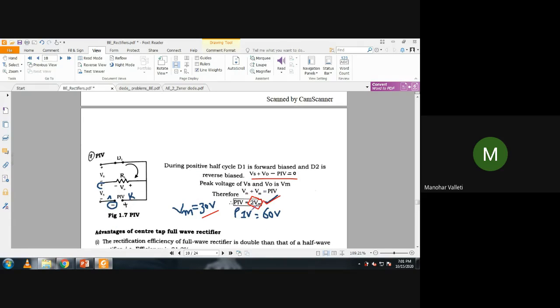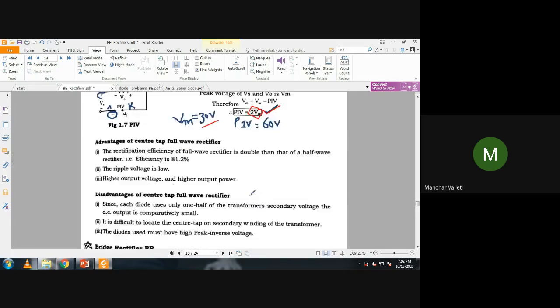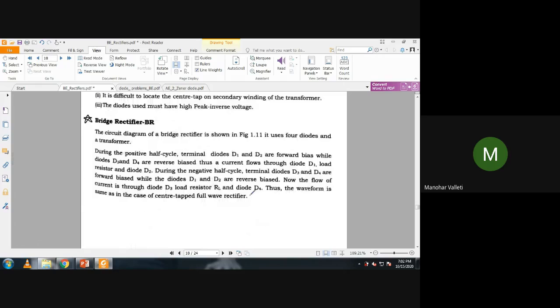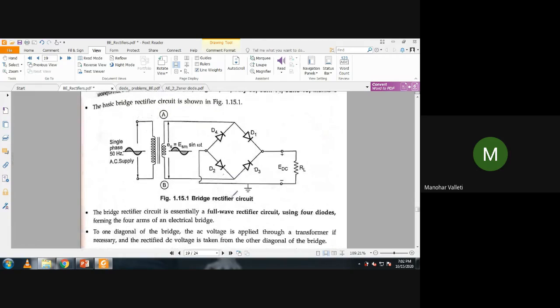The disadvantages of the center tapped full wave rectifier are, first, the center tapped transformer is very bulky, and also there are only two diodes, which always carry more work. If any one diode is damaged, you won't get the output. So the circuit maintenance is more, and the circuit also has more peak inverse voltage. To avoid these disadvantages, we go for the bridge rectifier.